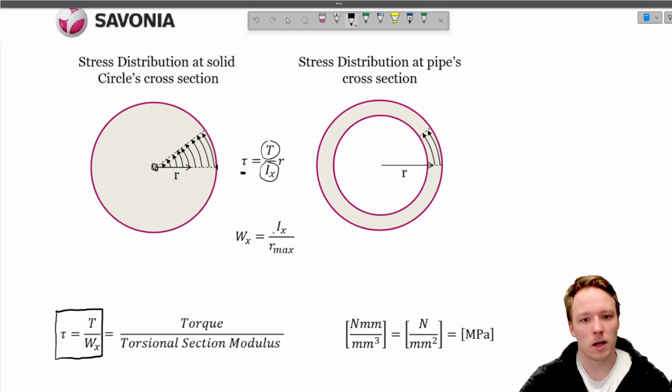An important thing about calculating this, just like everything else in fundamentals of strength of materials, is that we always like to use newtons and millimeters, so we end up with megapascals.